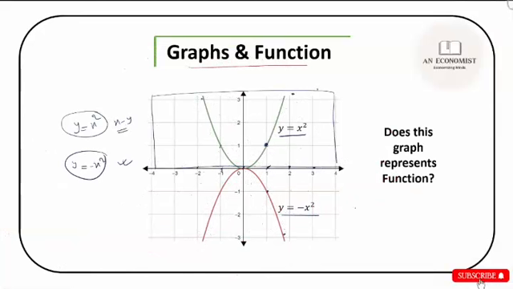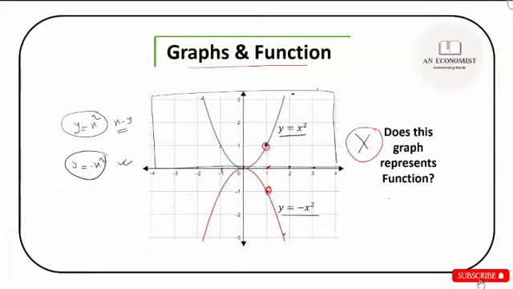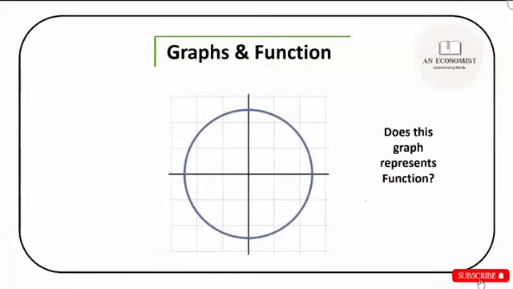But if you consider this entire thing as a whole, as a singular graph, then it is not a function. Why is this not a function? Because for a particular input you have two different outputs. So if you consider the entire thing to be a whole graph, then it is not a function. I hope this is understood.